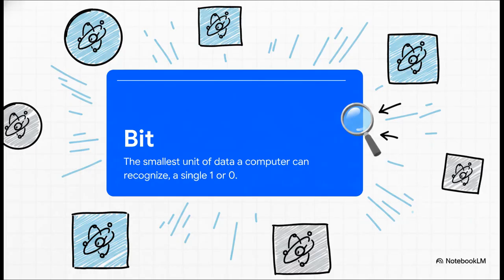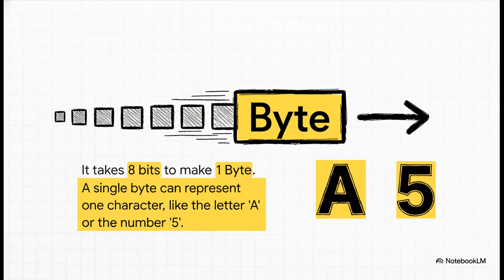Now, each one of those individual ones and zeros actually has a name. It's called a bit. It is the smallest, most basic piece of data a computer can even recognize. You can think of it like a single atom in our vast digital universe. Okay, so a single bit by itself, not super useful. But what happens when you group 8 of them together? Well, then you get something called a byte. And a byte, with its 8 slots for ones and zeros, gives you enough unique combinations to represent something we can actually understand, like the letter A, or maybe the number 5.